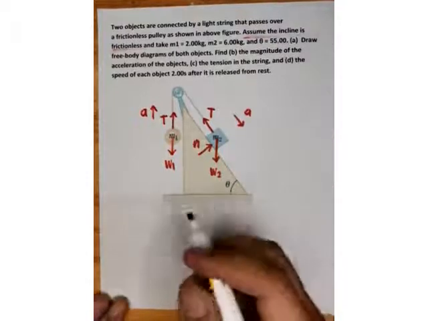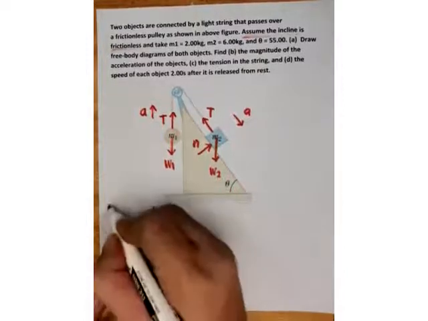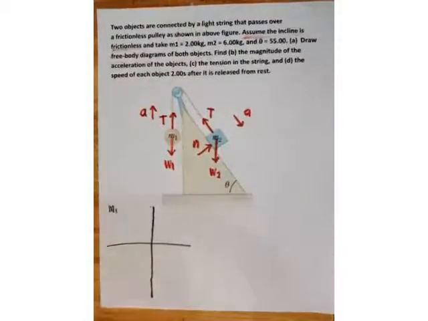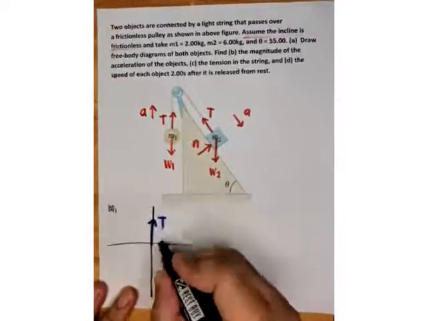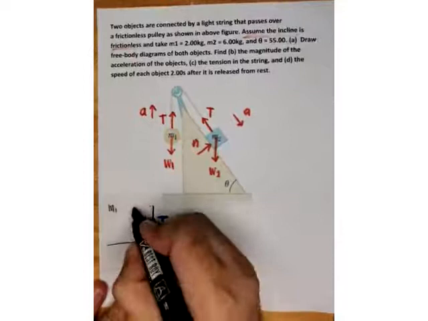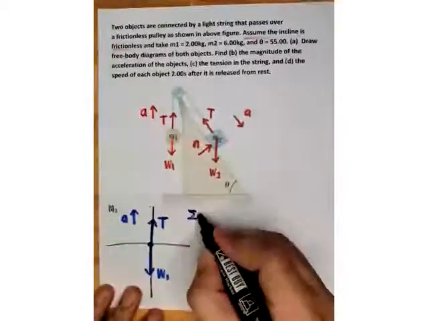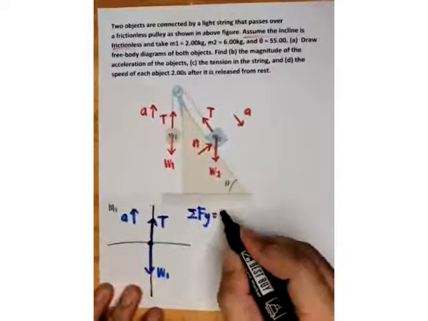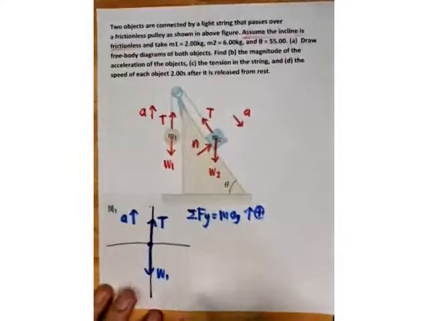Okay, now let's draw the FBD. Okay, unahin na natin ang mass 1. Ayan. So sa mass 1, meron tayo yung tension and then yung ating weight 1. And ang acceleration natin ay pataas. Ayan. So wala naman tayong along x, so along y lang siya. So summation of forces along y is equal to MAY. Ang pataas ay positive. Ganyan.